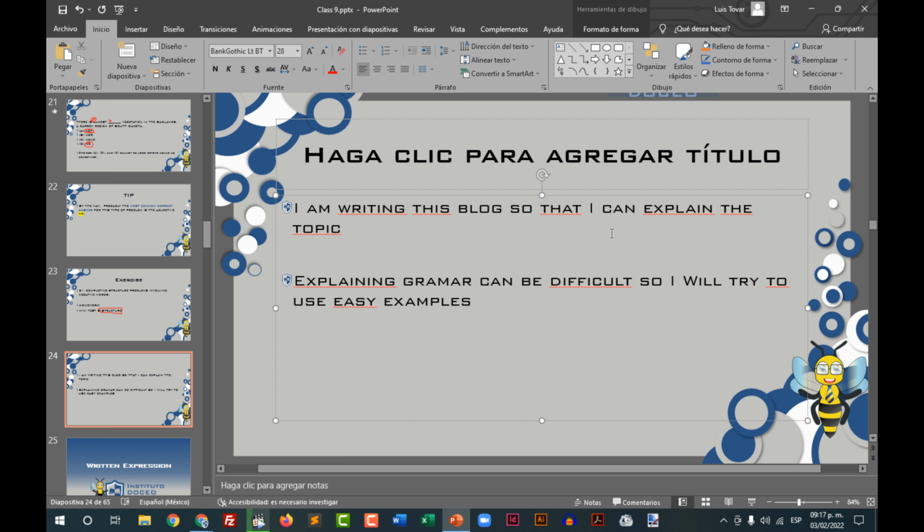But we use so that to express the result. Okay, we use these words to express result. That's it. And the only difference that I can remember right now is that when we use so that, we don't use a comma. I said, for example, I am writing this blog so that I can explain the topic. Or, explaining grammar can be difficult, so I will try to use easy examples. So here I have a comma. So we use so that. You don't need to use the comma before so that.